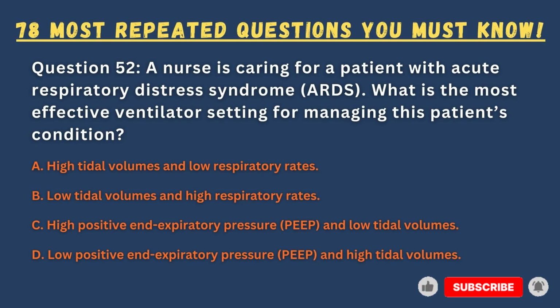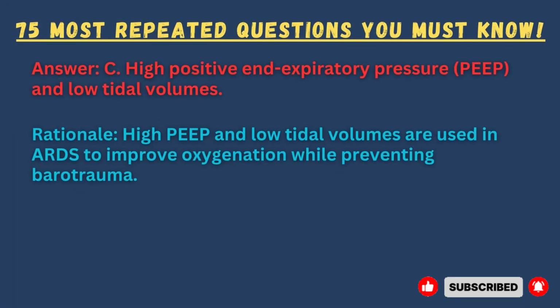A. High tidal volumes and low respiratory rates. B. Low tidal volumes and high respiratory rates. C. High positive end expiratory pressure, PEEP, and low tidal volumes. D. Low positive end expiratory pressure, PEEP, and high tidal volumes. Answer: C. High PEEP and low tidal volumes. Rationale: high PEEP and low tidal volumes are used in ARDS to improve oxygenation while preventing barotrauma.